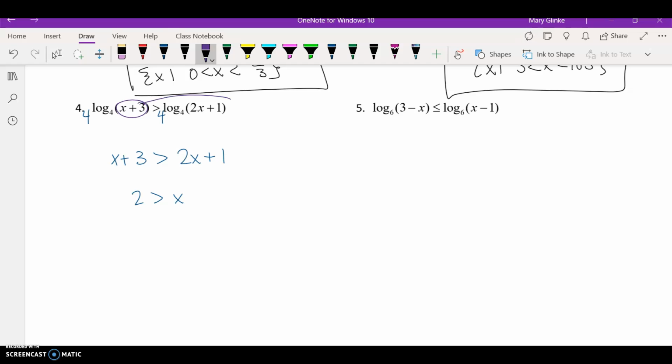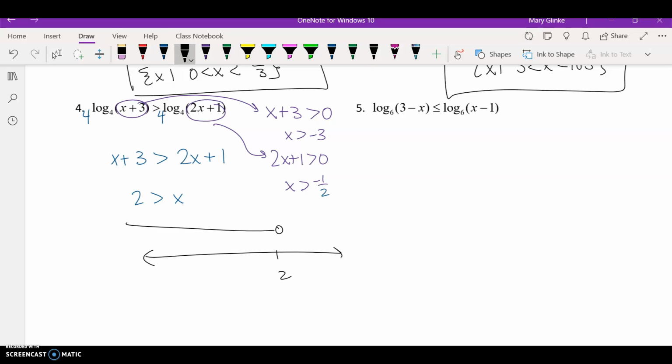But we do have to restrict not only x plus 3 to be greater than 0, but also 2x plus 1 to be greater than 0. So we get actually 3 inequalities to graph on our number line. They are going to end up being everything less than 2, everything bigger than negative 3, and everything bigger than negative 1/2. So our solution has to be the overlap of all 3 of those. So in this case, negative 1/2 to 2.